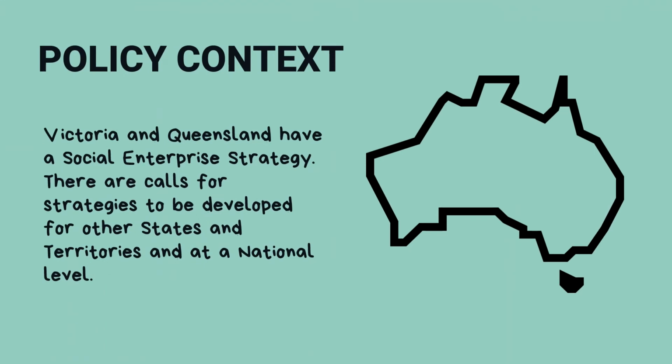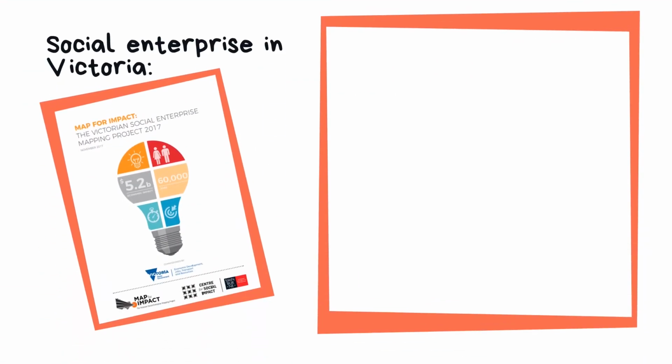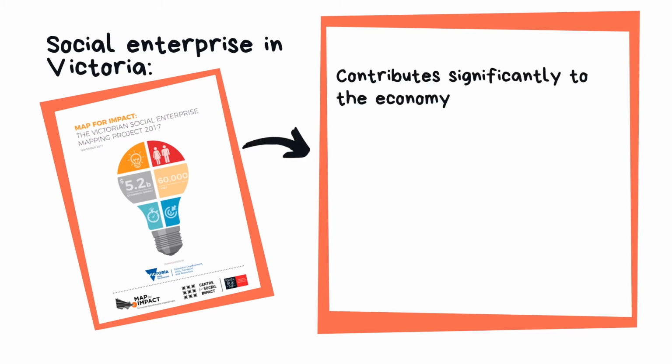Well, let's start with the environmental conditions. From a policy perspective, Victoria was the first state in Australia to have a social enterprise strategy, which was developed in 2016 to support the Victorian social enterprise sector. Queensland now also has a strategy, and there is advocacy afoot for strategies to be developed in other states and at a national level. A major product of the Victorian strategy was the Map for Impact research and report, which in 2017 estimated the number of social enterprises in Victoria and their economic contribution.